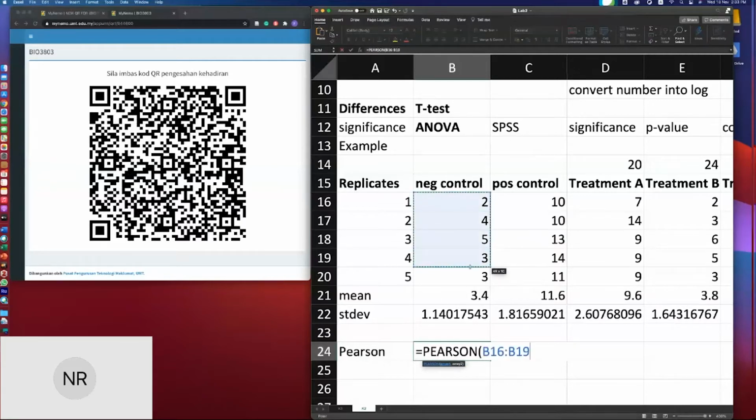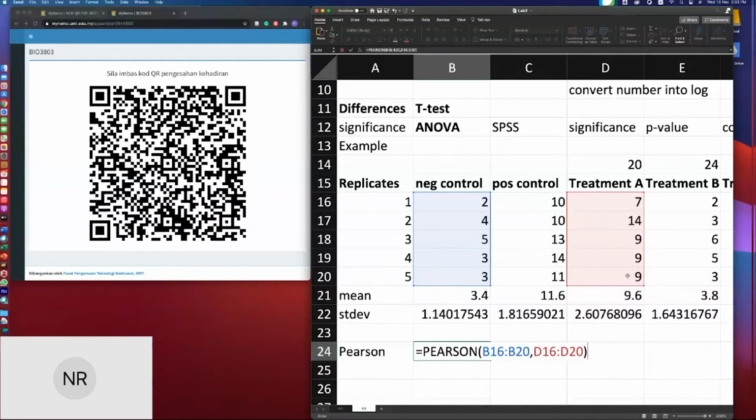In this instance, I'm comparing the negative control with treatment A. First array, and then the second array. Array bermaksud kawasan region ataupun cell mana, from which cell to which cell you want to compare it. Okay, array is the arrangement of cells. Kita nak apa ni? Compare melintang ke horizontal based on row or based on column. Depends how you design, how you put your tables.